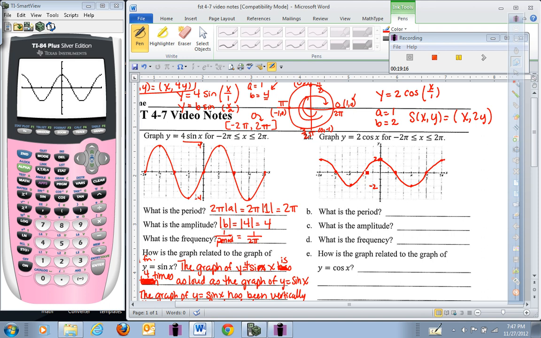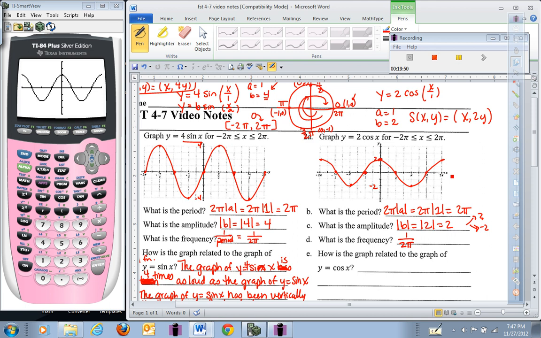All right, the period of this graph is 2 pi times the absolute value of a, which in our case is 2 pi times the absolute value of 1, giving us 2 pi for the period. The amplitude is the absolute value of b, so that's the absolute value of 2, which is 2, which means it's going to go up to 2 and down as low as negative 2, doesn't it? The frequency is 1 over the period, so 1 over 2 pi, meaning it cycles 1 time in a linear distance along the x-axis of 2 pi.